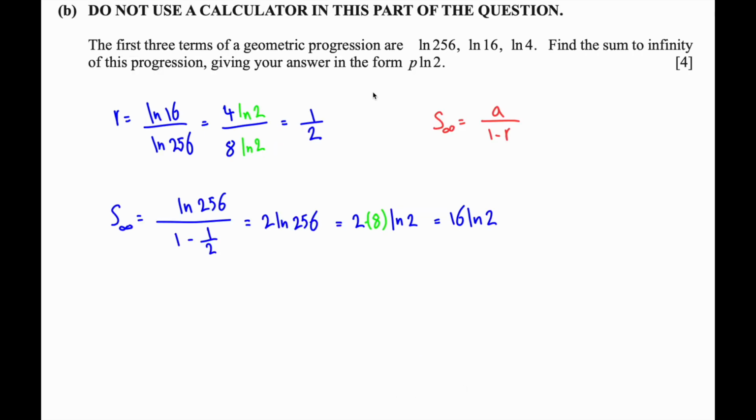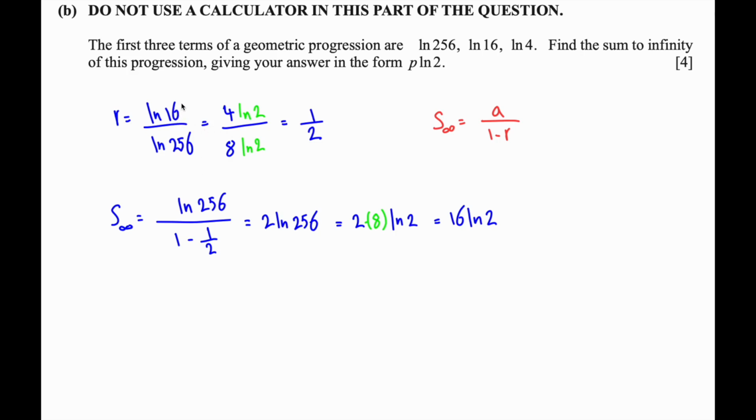In part B of this question, I'm told that the first 3 terms of a geometric progression are these values. Find the sum to infinity of this progression, giving your answer in the form p ln 2. Now I want to recall the formula for the sum to infinity, which is the first term divided by 1 minus the common ratio. Having said that, I need to have my common ratio first, and that's what I did over here. I just took 2 consecutive terms, the second one and the first one, and divided them by each other. So I cannot make this division unless I have the same logarithm.